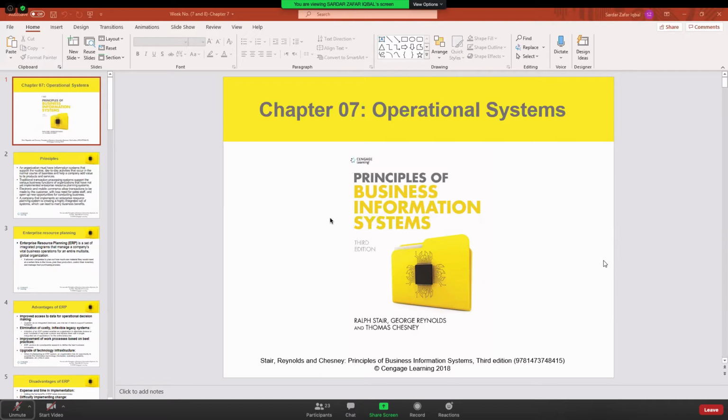So today we're going to start chapter number 7, which is operational systems. So far we discussed different components of information systems: the introduction, the organizations, the software, hardware, the data, the networks, operating system. And today we will see how we can integrate all these components in one form, and how the different information systems work in the environment. Is that clear, guys?